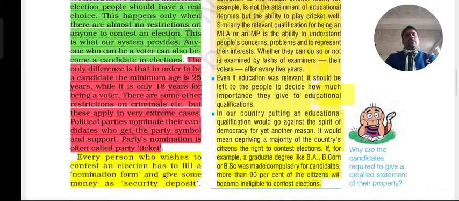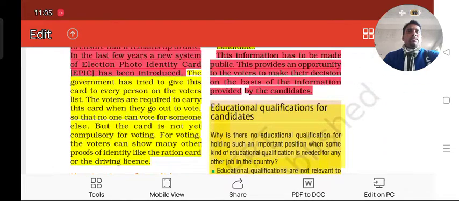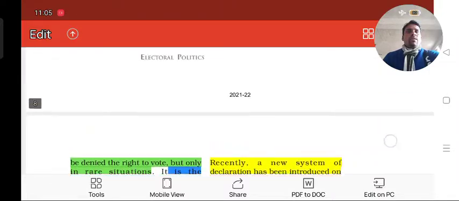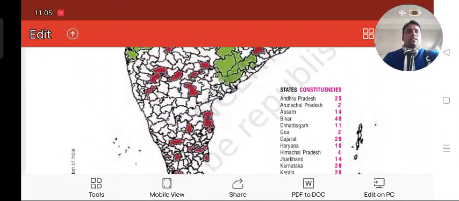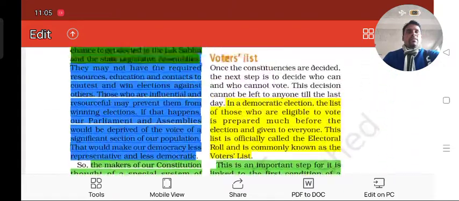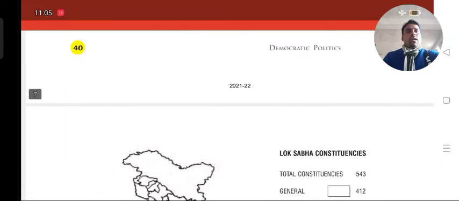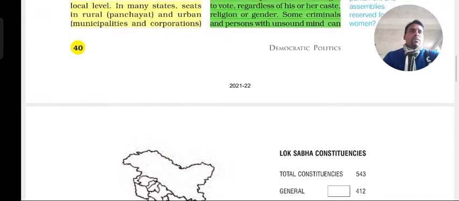So this is what the lesson is telling us about the nomination of candidates and the education system that we could think about. And we have also discussed the voter list, who can become a voter, and the reserved constituencies. I hope that you have understood, or got some ideas.